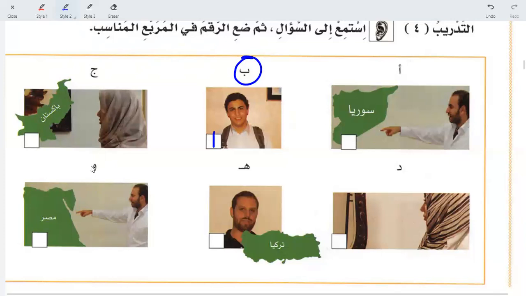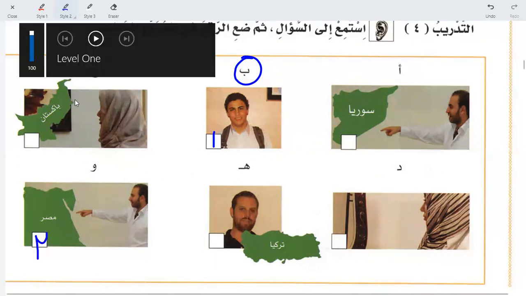Okay, sir. So it's the last picture, sir. مصر. Yes, wow, but okay, we'll write two here. Okay.